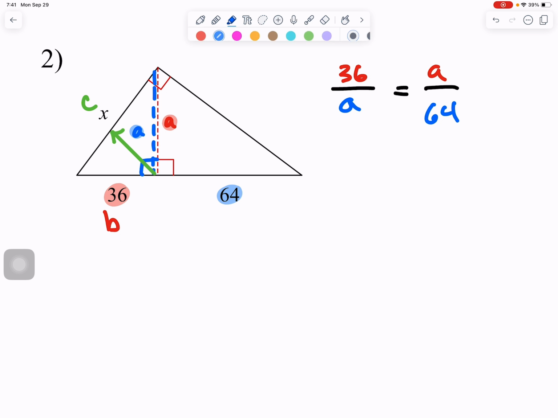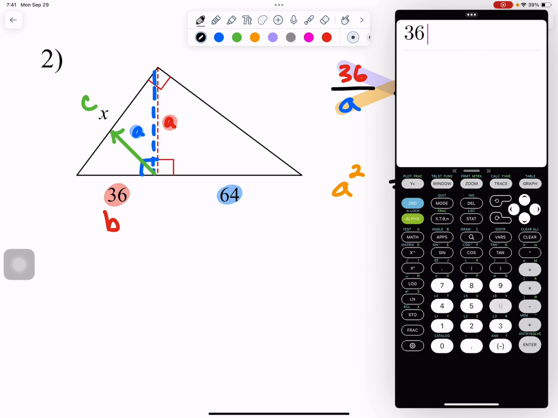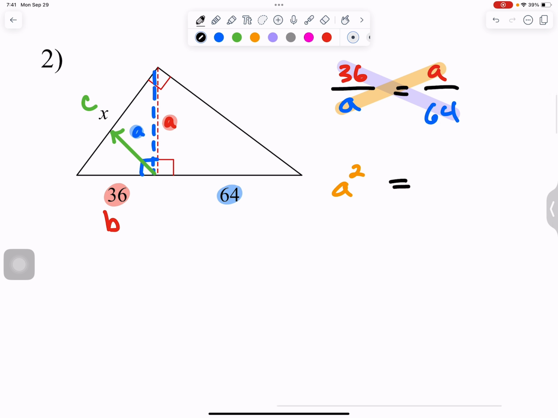From here we will cross multiply. This will be kind of an odd stepper, but it's fun. A times A is A squared. 36 times 64, oh my goodness, send me to the calculator. Let's just go ahead and do that. 36 times 64, what does it equal, guys? 2304. Great work to my cast and crew, dominating.